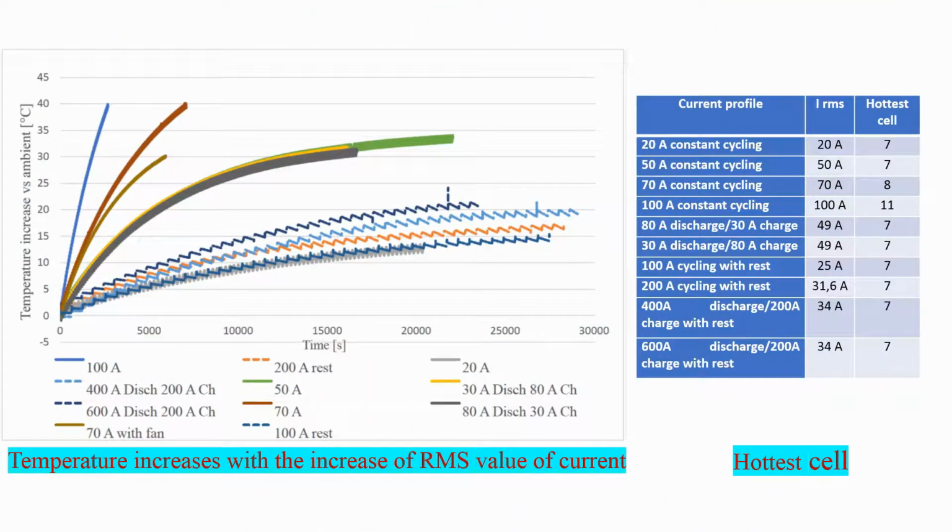The result shows that the hottest point in the module moves to the positive side of the module with the increase of RMS value of current.